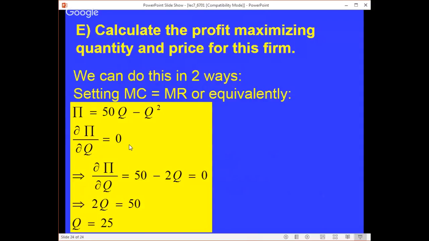So I have profits, I want to take the derivative and set that equal to 0. I get 50 minus 2Q is equal to 0, where Q equals 25. Once I have that, once I have Q equal to 25, to solve for price, what I need to do is plug that 25 into my inverse demand function.